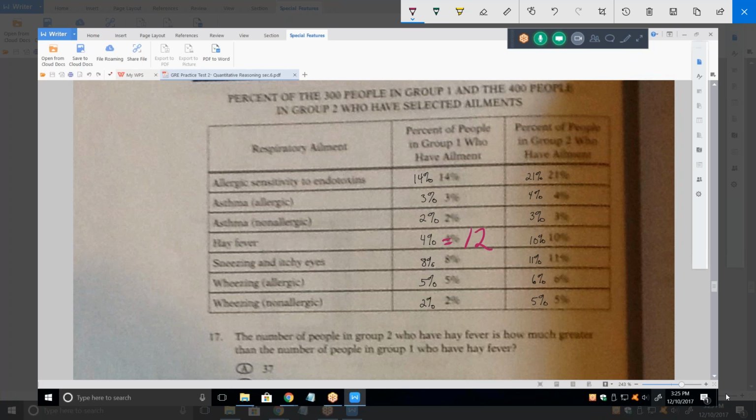About group 2. You just knew that off the top of your head? 4 times 3 is 12, yeah. So 10% of 300 would be 30, right? It's 400 with group 2. That's why I didn't want to take that off the screen. Oh, 400 people, yeah, 40. So that's 40, yeah.